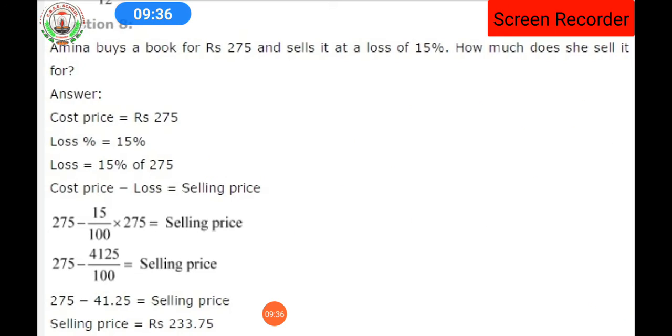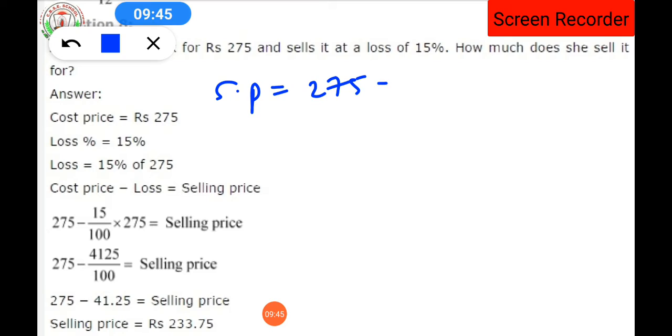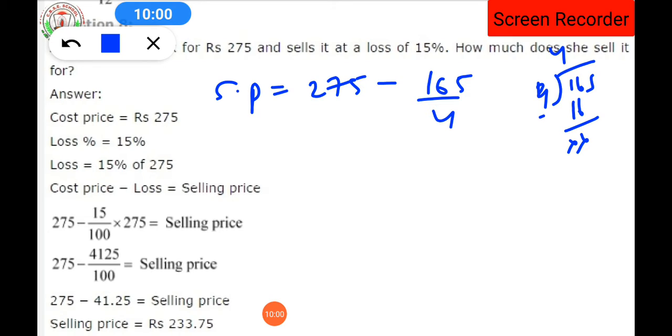Now look how to solve this. SP is equal to 275 minus 165 divided by 4. So we are going to divide 165 by 4. Dividing this number by 4, how much will you get? 16 comes how many times? 16 comes 4 times in the table of 4 itself. So it will get cancelled and become 0. Now 5 is left. So 4 we will take 41. So here 1 is left. 0, we will take 2 times. Isn't it?